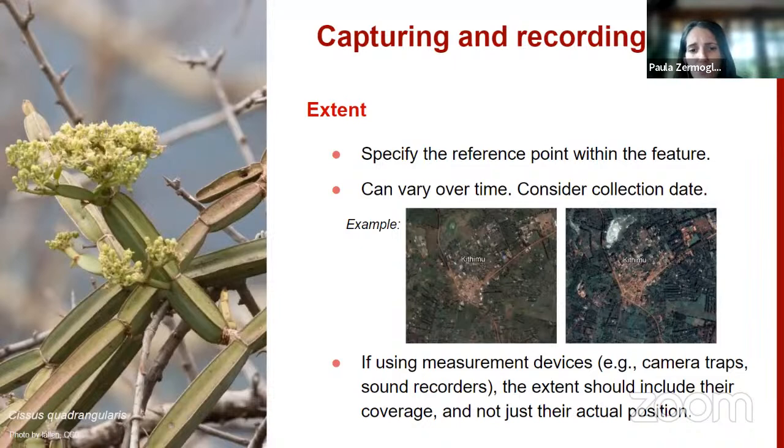Then another consideration is if using measurement devices like camera traps or sound recorders, the extent should include their coverage and not just the actual position, the coordinates that define where the camera was, but also how much the camera can see.